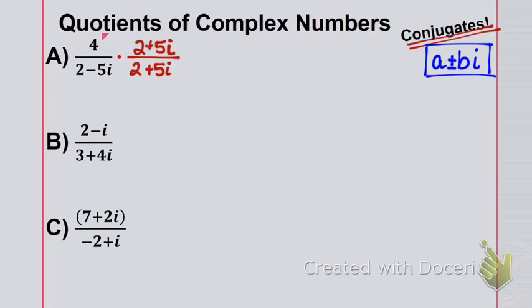All right, so I'm going to multiply my numerator. I'm going to distribute the 4 to each piece here, so I have 8 plus 20i. What's going to happen down in the denominator?